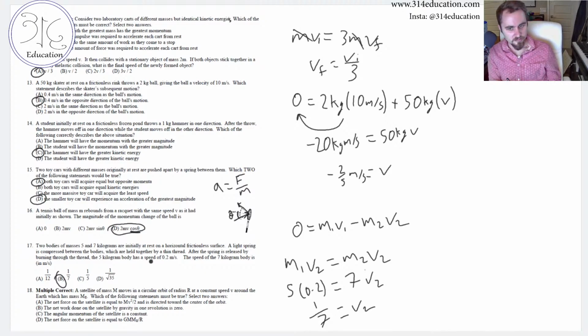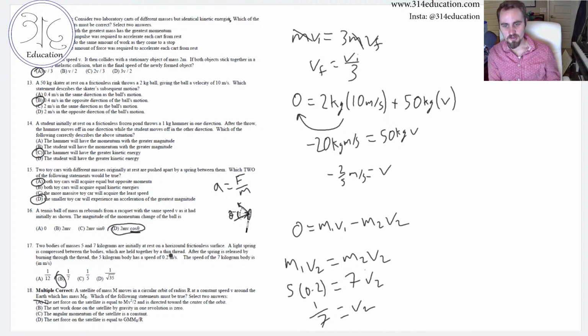All right, our last one for this page here. We've got a satellite of mass m moving in a circular orbit of radius r at a constant speed v around the Earth, which has mass M_E. Which of the following statements must be true? A: The net force on the satellite is equal to mv squared over 2 and is directed towards the center of the orbit. That's so close to being true, but it's not, because it would be mv squared over r. Our r isn't 2. Our r is r. So A can't be true, sadly.